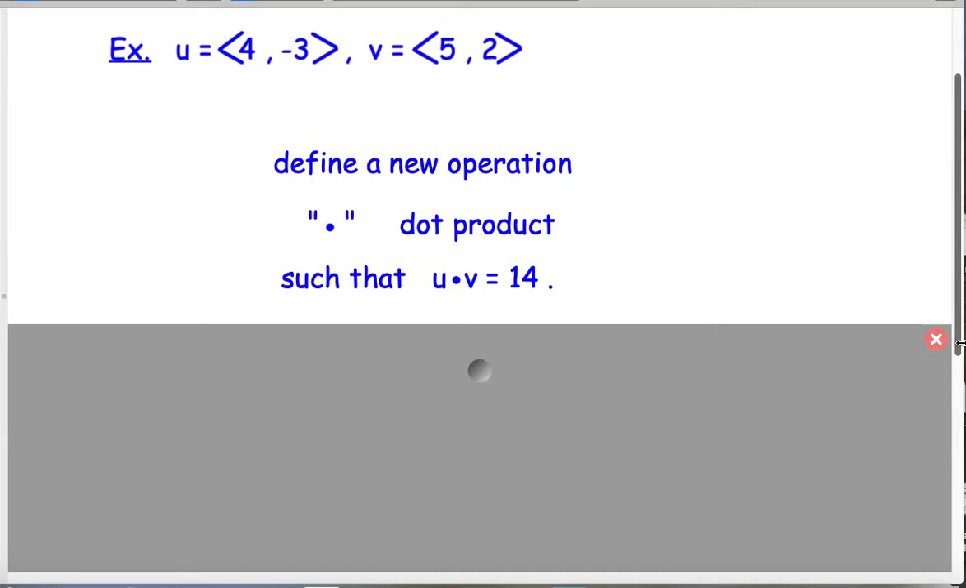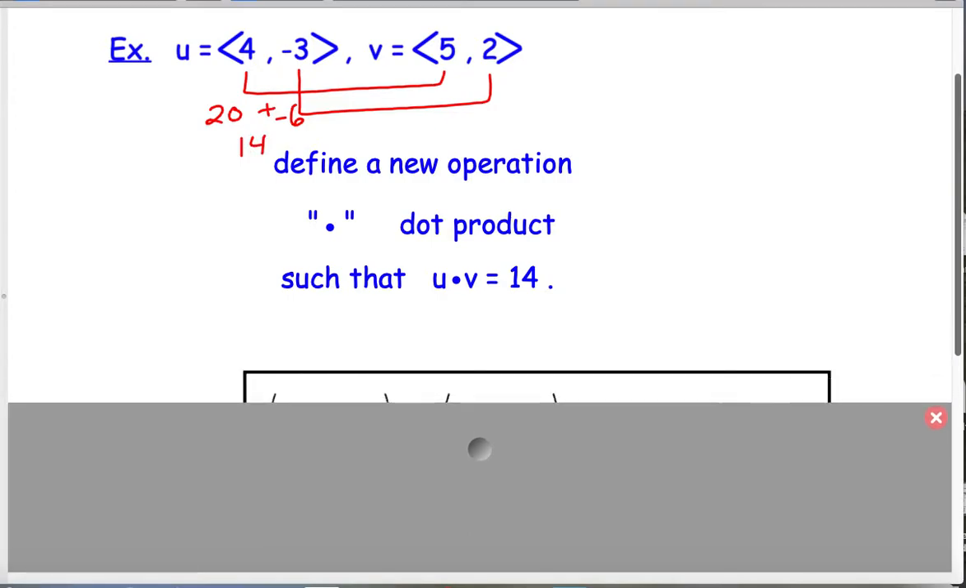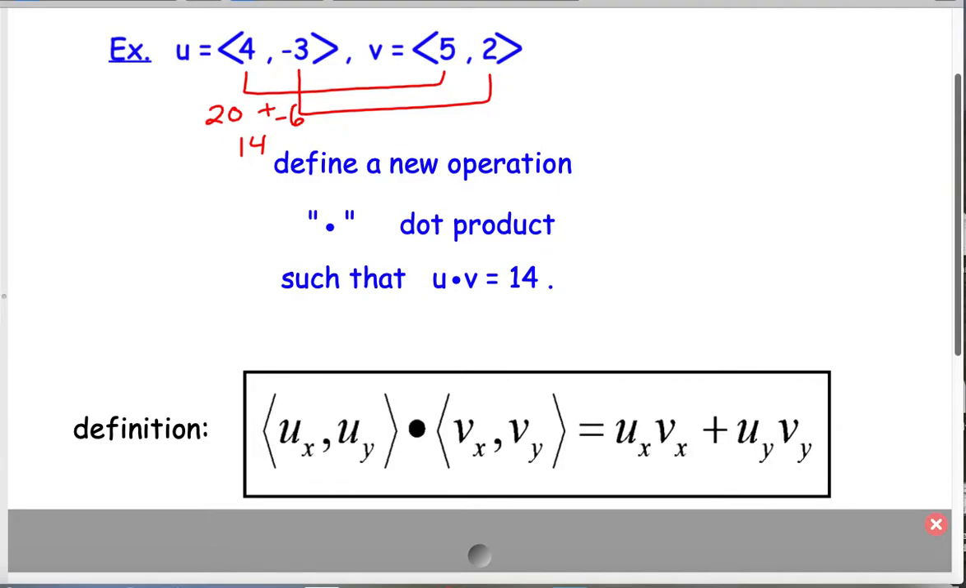But the dot product is actually pretty easy to calculate. All you're going to do is multiply the x components, and then multiply the y components, and add those two results together. And so in this case, 4 times 5 is 20, negative 3 times 2 is negative 6, and 20 plus negative 6 is 14. Later on, we'll show you where this dot product calculation comes in handy. So in general, the dot product of two vectors is the sum of the product of the x components and the y components.